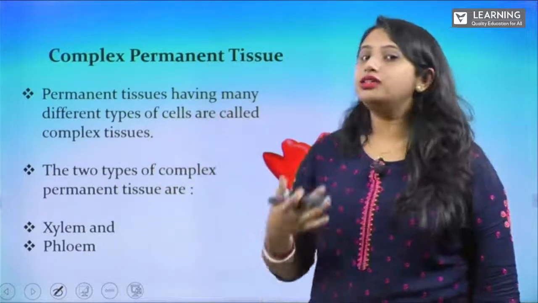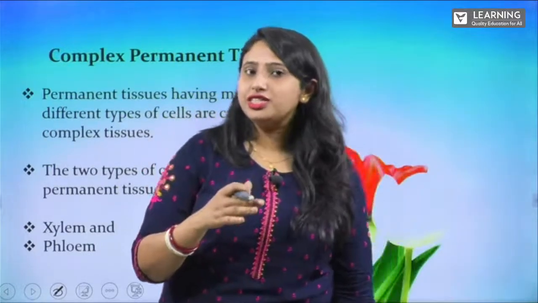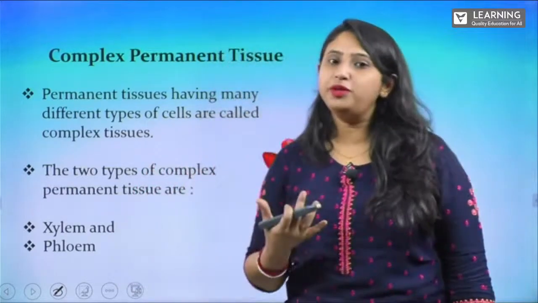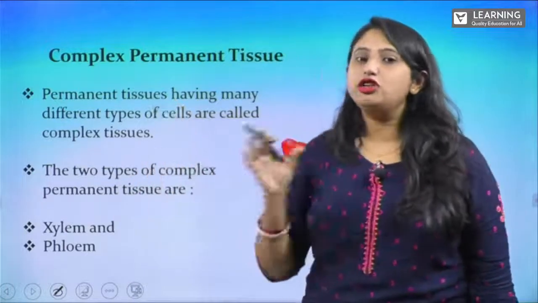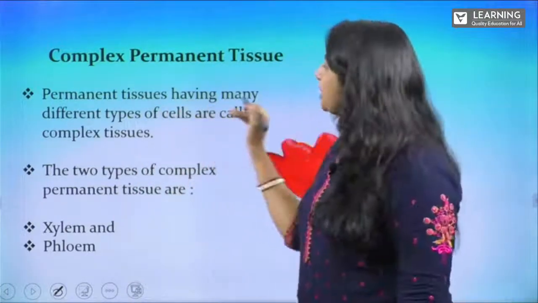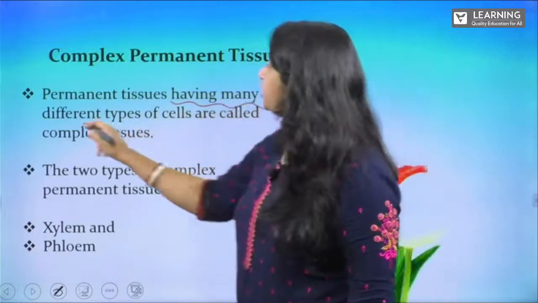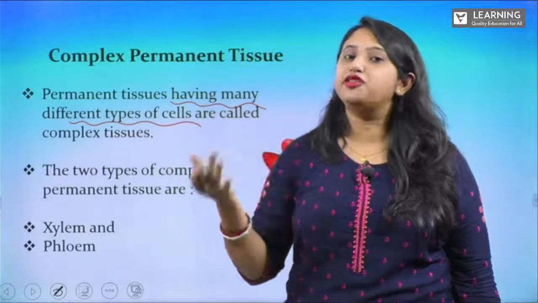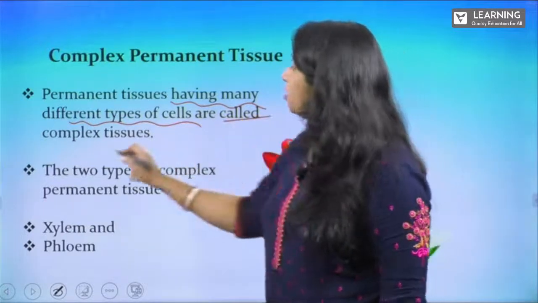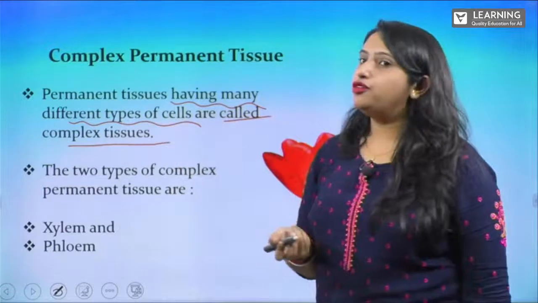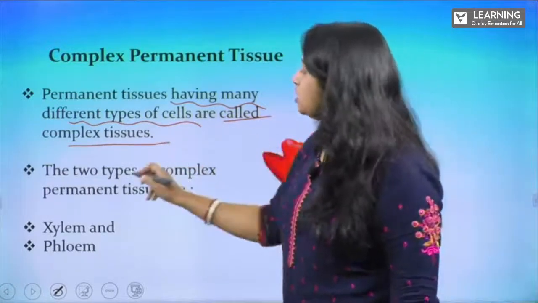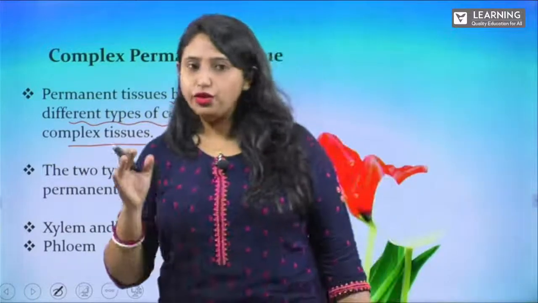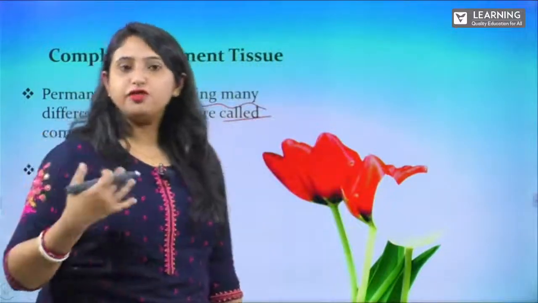Before moving to parenchyma, let us learn the complex permanent tissue. In today's class we will be discussing in detail the simple permanent tissue. The complex permanent tissue has many different types of cells, more than two types, and so it is called complex. What are the two types of complex permanent tissue? Xylem and phloem, which you have been studying from your lower classes.